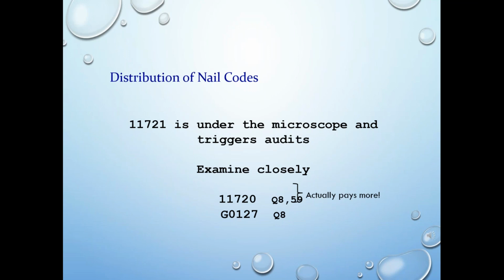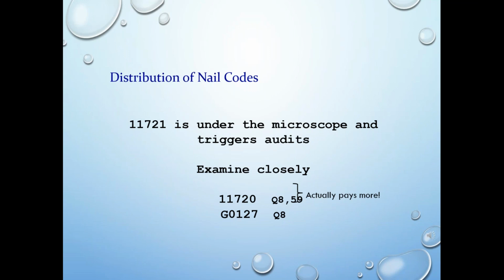The answer is yes and no. This is the one glitch in CCI edits. Whenever you have a 11720, the Q859 actually goes on the mycotic nail code, and the Q8 goes on the G0127. Completely contradictory to CCI edits. Even though one is valued higher in RVUs than the other, it's a mix-up in the system. It's been there forever. So anytime you have 11720, that gets the 59 modifier. I just wanted to make sure we answered that question, Alan.